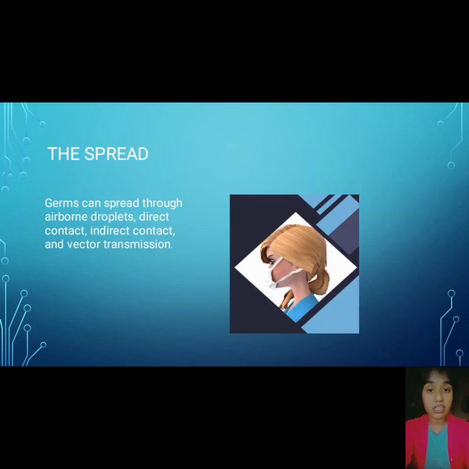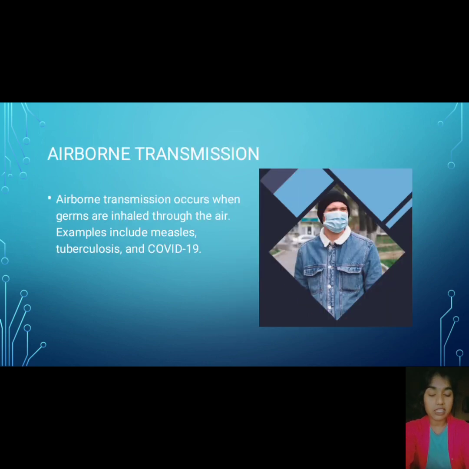How germs spread. Germs can be spread through airborne droplets, direct contact, indirect contact and vector transmission. Airborne transmission. Airborne transmission occurs when germs are inhaled through the air. Examples include measles, tuberculosis and COVID-19.